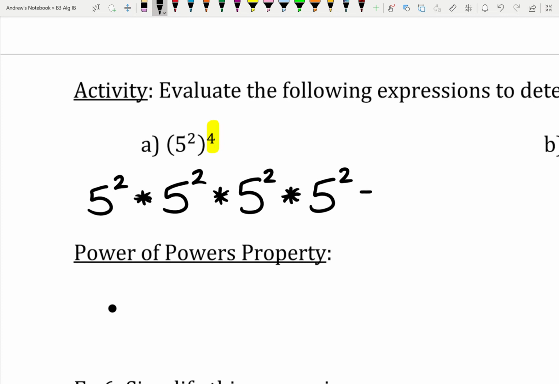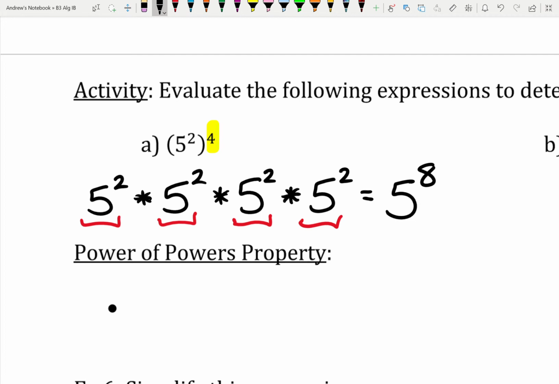But now it looks like one of the problems we were just taking a look at on the last page. All of these bases match. They all have a base of 5, and we're multiplying them. So all I need to do is just add the exponents together. I have 2, 4, 6, 8 of them. So this is 5 to the 8th.